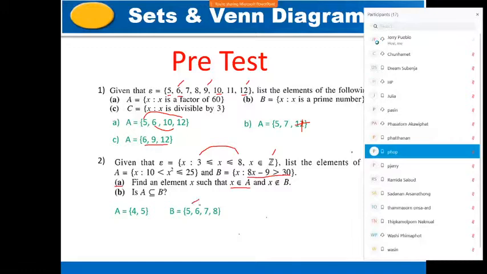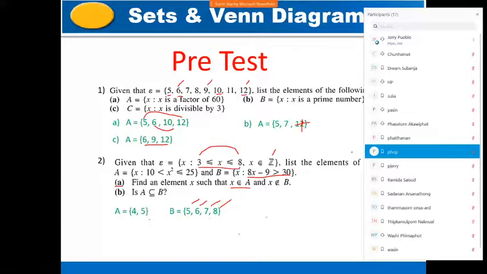It's correct, right? If you plug in 6 here, 8 times 6, then minus 9 is more than 30. If you plug in 7 here, 7 times 8, then minus 9 is more than 30. Then 8 times 8, 64 minus 9 is more than 30. So B starts with 5 because 5 times 8 is 40, minus 9 is 31. It goes from 5 up to 8, because here it is 3 to 8 only, right?